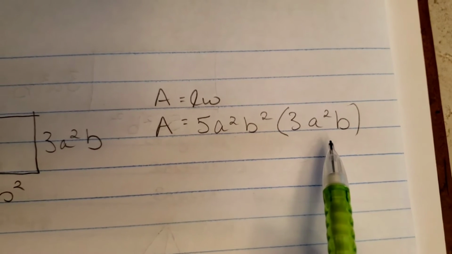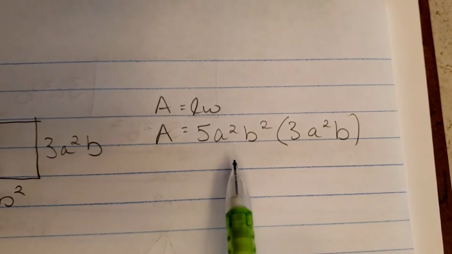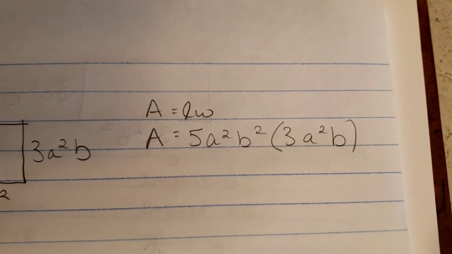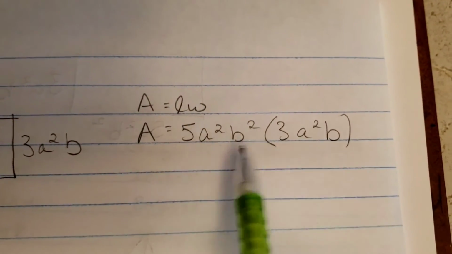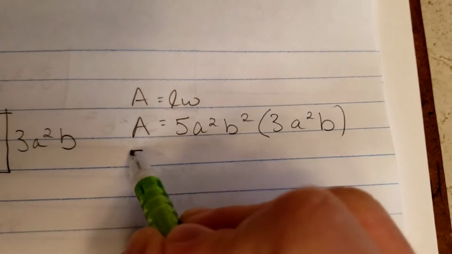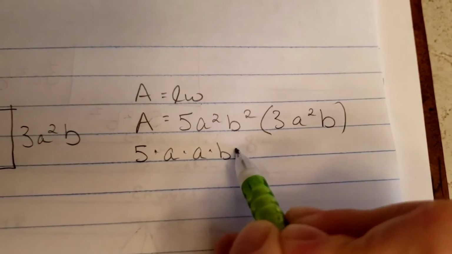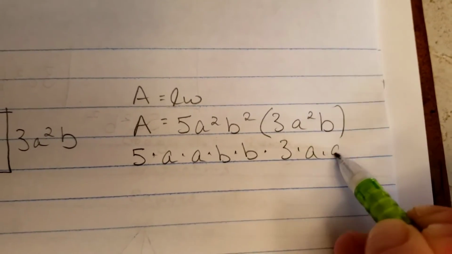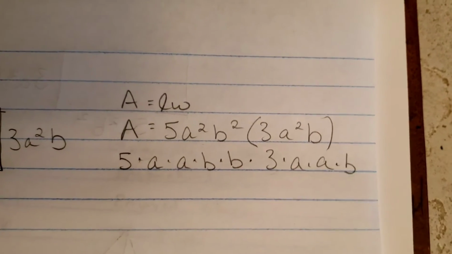Now, yesterday, when you first started to review the different kinds of multiplication of monomials, they didn't jump straight to a rule. I wanted to think about what we're doing and not so much think about what the rule is for multiplying. So thinking about what's actually being multiplied here, I'm going to write this out: 5 times a times a times b times b times 3 times a times a times b. This is all I'm multiplying together here.